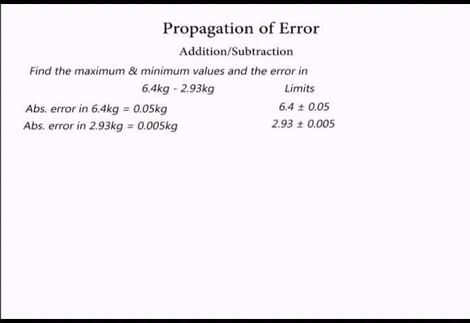Now, to get the maximum possible difference, we do maximum possible value minus the minimum possible value. And so we go for the upper limit of 6.4, that is 6.45, but we subtract the lower limit of 2.93, that is 2.925, and that will give us 3.525.